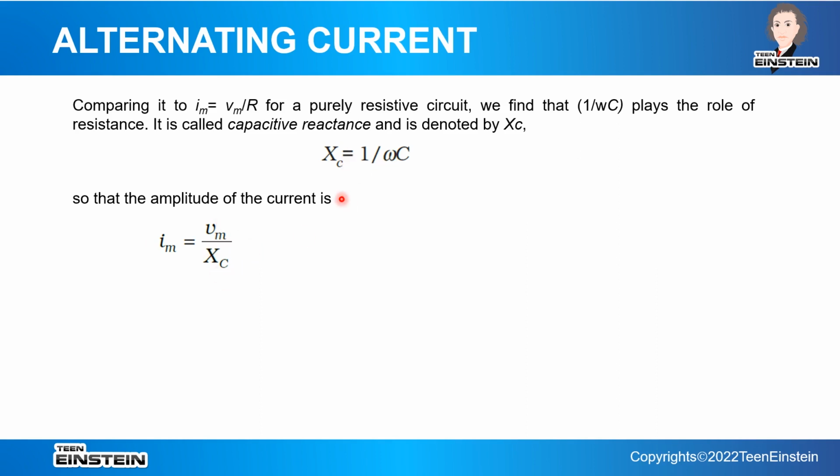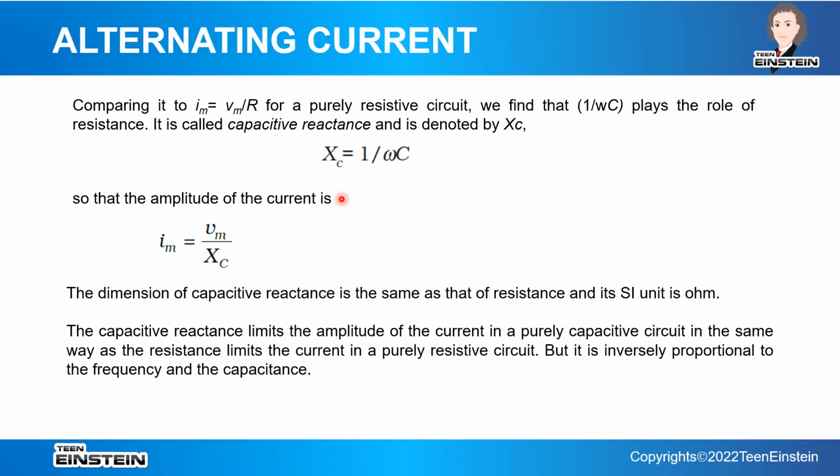Xc is nothing but 1 by omega C. Okay, so now let's look at this value, or this element called capacitive reactance, a little bit more closely. So what is capacitive reactance? We talked about it and we thought that it's equivalent to a resistor. So it has to have the units of resistance, which is ohm. So it has the dimension of resistance, and the unit is ohm.